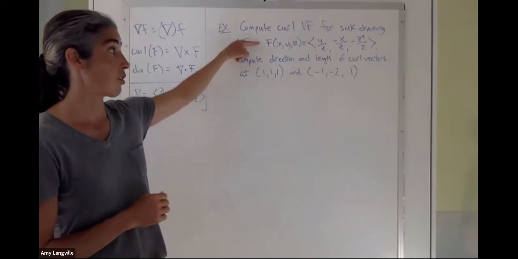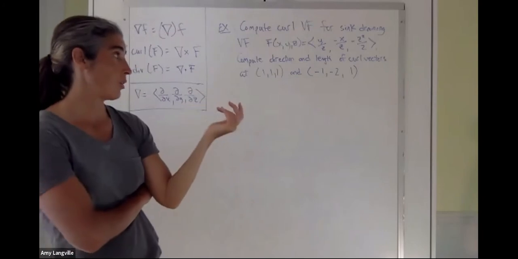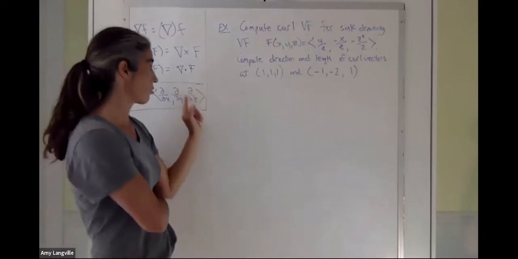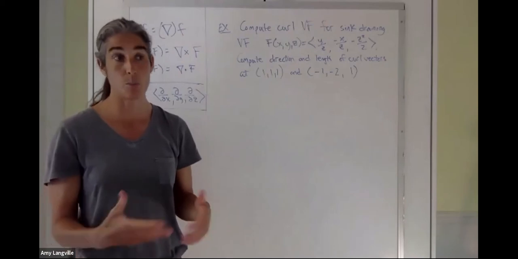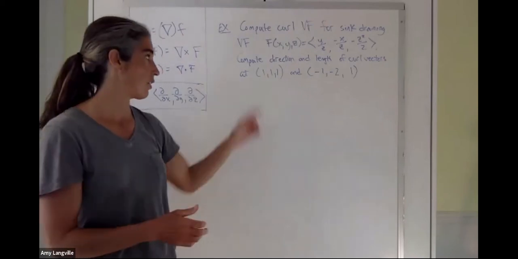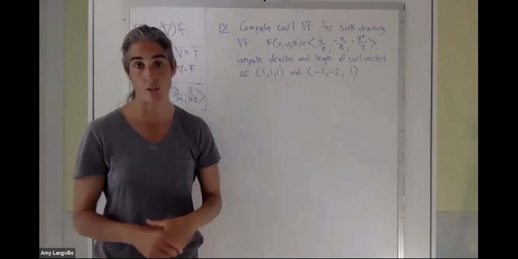So this is an R3 vector field, and we have our three components. And what we ultimately want to do is figure out how to use this new operator to get the curl, and then what is that curl going to computationally give us. And lastly, we're going to go ahead and compute the curl vector at different points through the field.